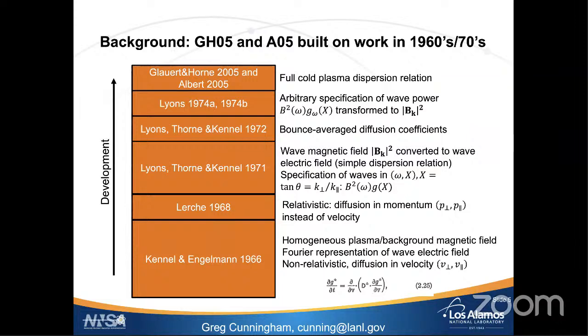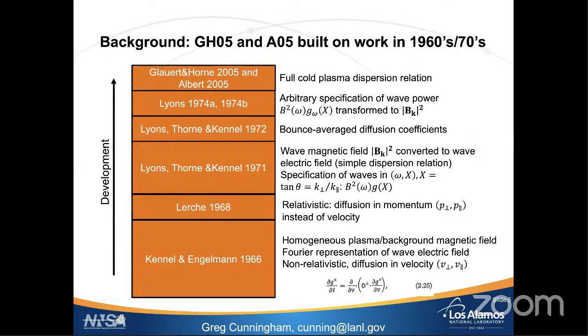Kennel and Engelmann started with a homogeneous box inside of which the cold plasma was assumed to have constant properties, and the magnetic field was constant and aligned with the z-axis. The waves were assumed to be low amplitude, and the electric field was represented using a Fourier integral of plane waves, each associated with a 3D Cartesian wave vector and a frequency obtained via the cold plasma dispersion relation. The particle distribution was assumed to be independent of the position within the box, but could evolve in time as a function of the non-relativistic velocity components.